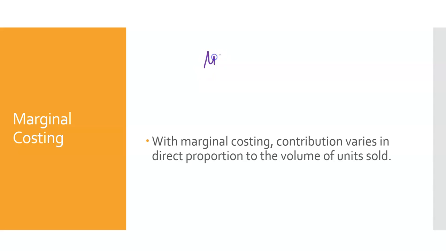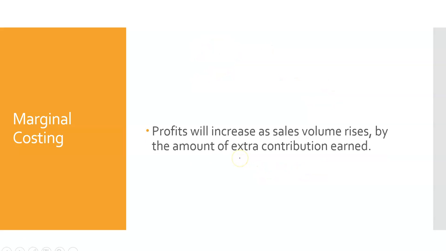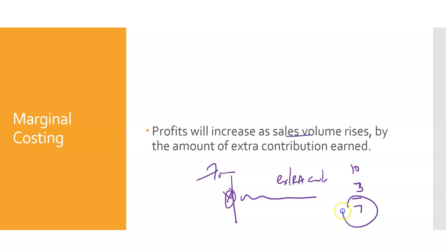And again, with marginal costing, we're looking at sales, which are variable. When I say these change with output, they move in step, in direct proportion to the volume of units sold. And profits will increase as sales volume rises, of course. So once we have covered our fixed costs, any extra contribution, in my case 10 minus 3, 7, once I paid my fixed cost of 7,000, all of this £7 on every next unit becomes profit.